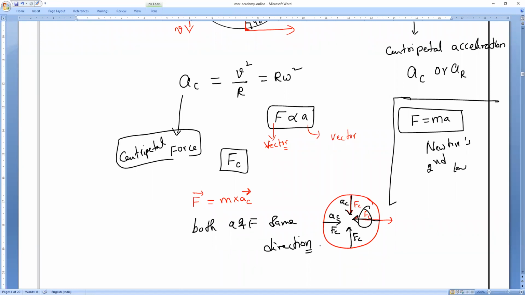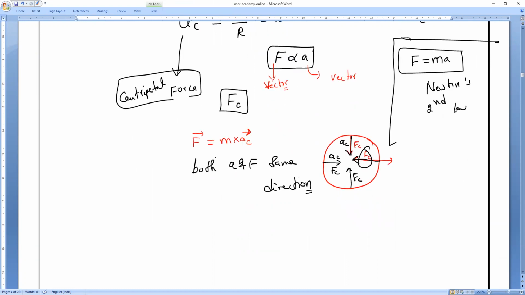Now let us find the centripetal force formula. From Newton's second law, F is equal to what? M into A. We know that the acceleration here is centripetal acceleration. So centripetal force FC is equal to M into what? V square by R. So that is the formula for centripetal force: mv square divided by R.